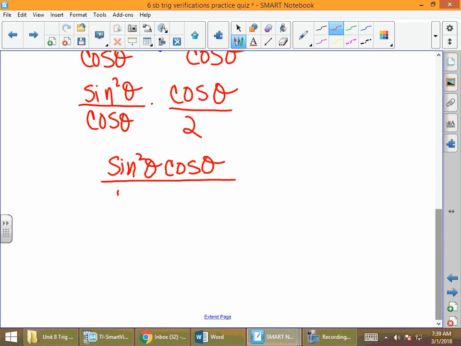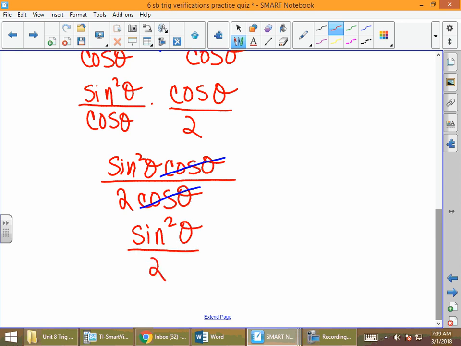I'm going to write my number out here in front, the 2 first. We tend to like to have the number out front. We have 2 cosine theta. Well, what we see now, we can ask ourselves, do we have anything exactly the same on the top and on the bottom? And we see that we've got a cosine for both of those. So what we end up with here now is sine squared theta over 2, which does happen to be the same as the other side of the equation.